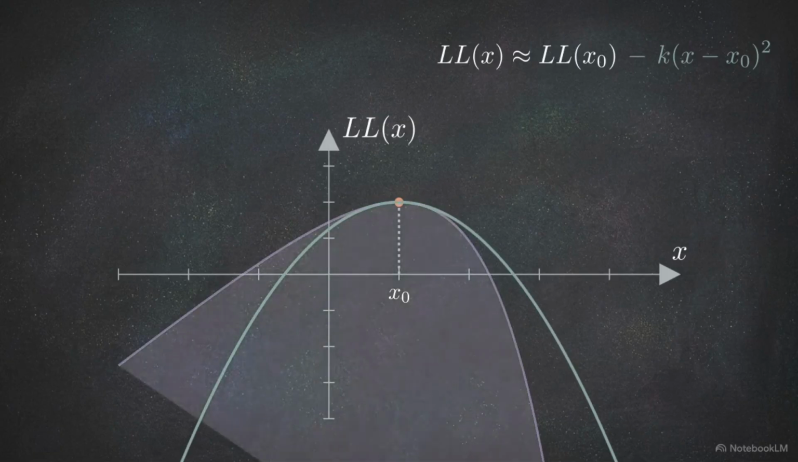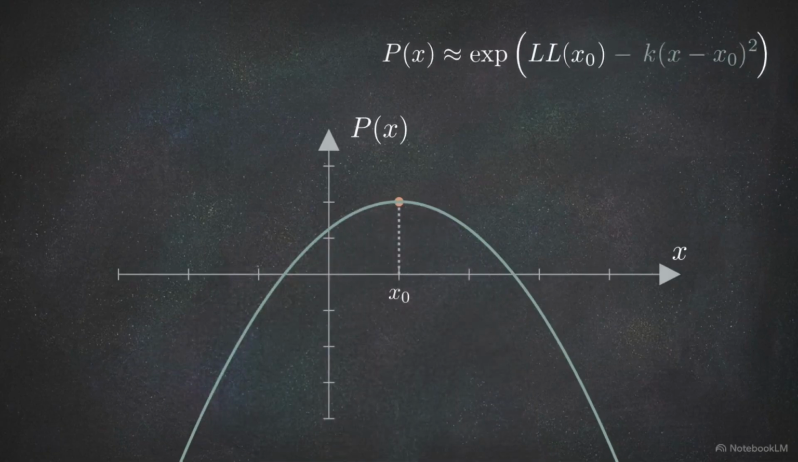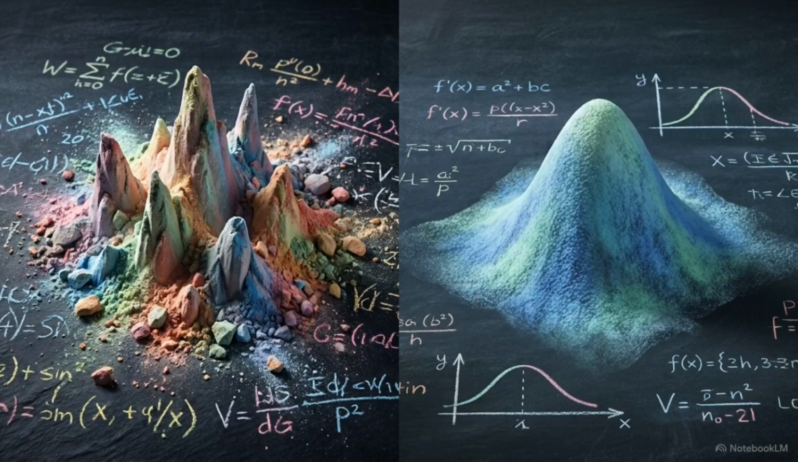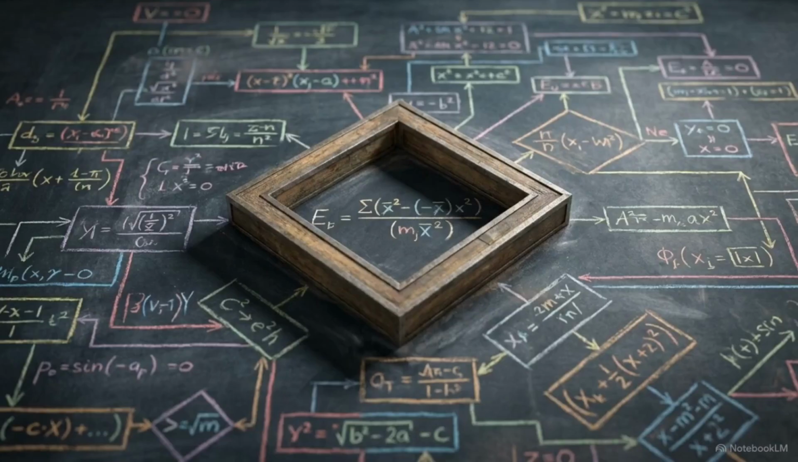If we move out of the logarithmic space and exponentiate this remaining quadratic form, the resulting equation matches the standard Gaussian formula. This derivation positions the normal distribution as a localized parabolic approximation of a generalized probability function. It also positions classical least squares minimization as a specialized subset of maximum likelihood.